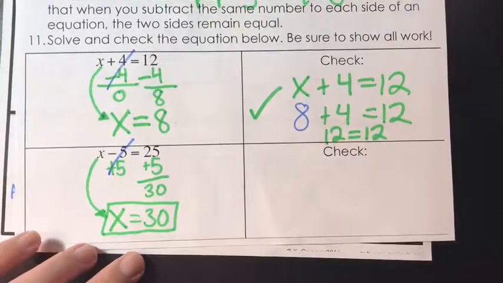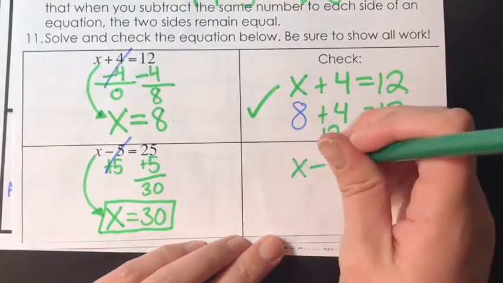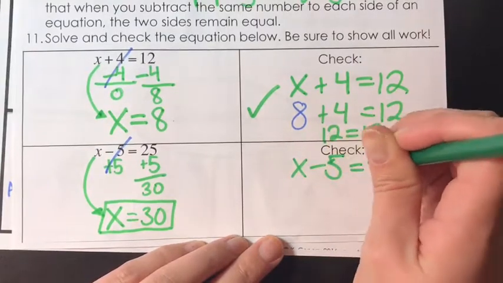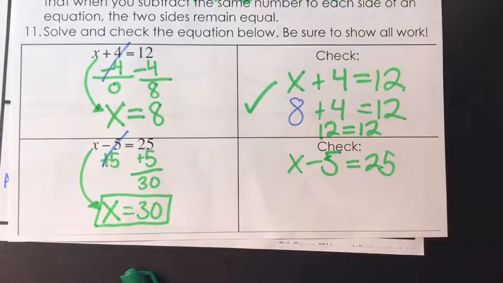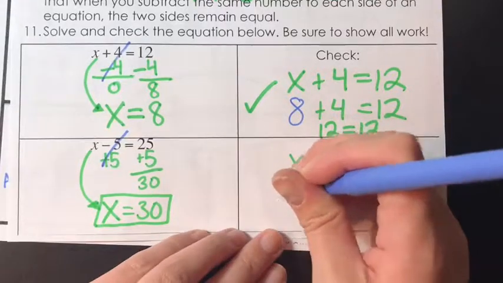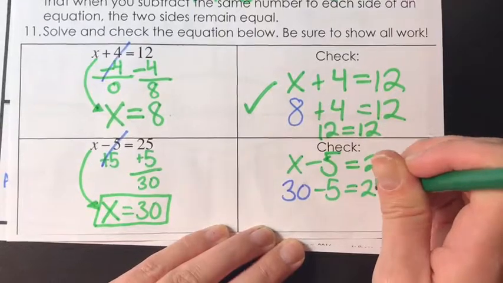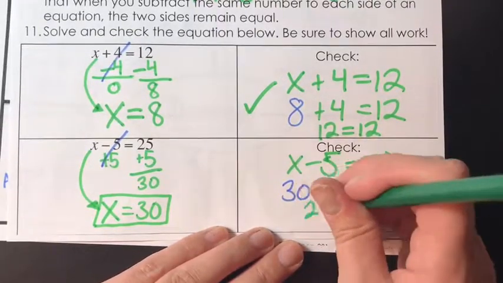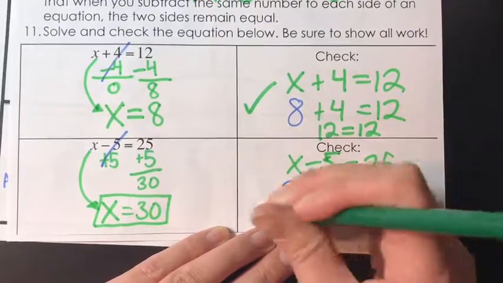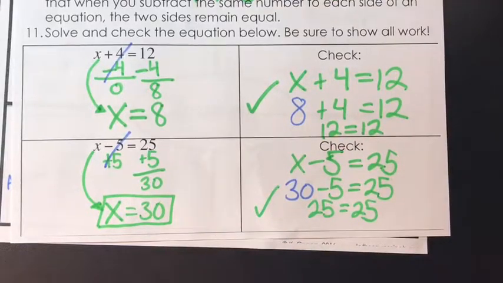So now I'm going to check. I have x minus 5 equals 25. Plug it in. 30 minus 5 equals 25. 30 minus 5 is 25. It is equal. It is balanced. All right, you are ready to move on.